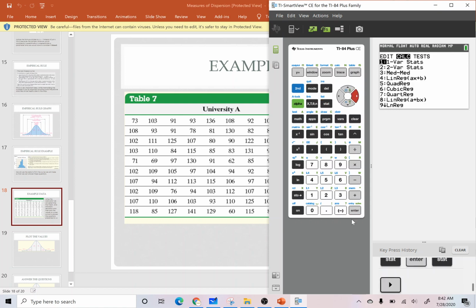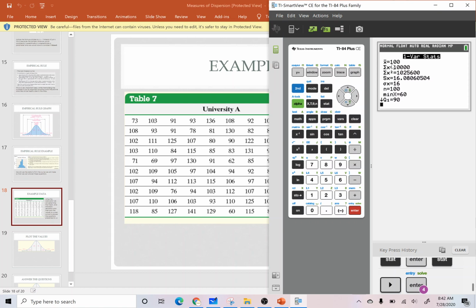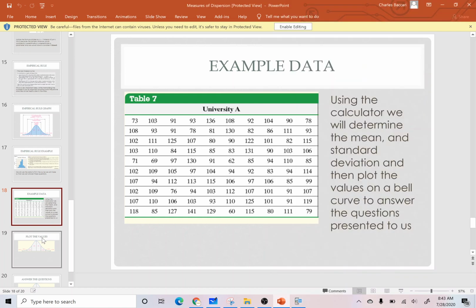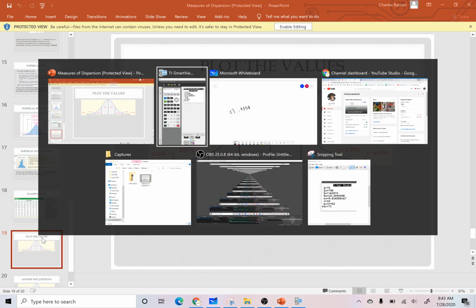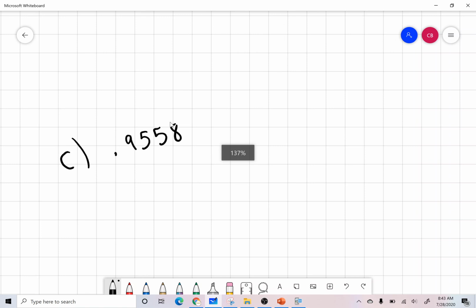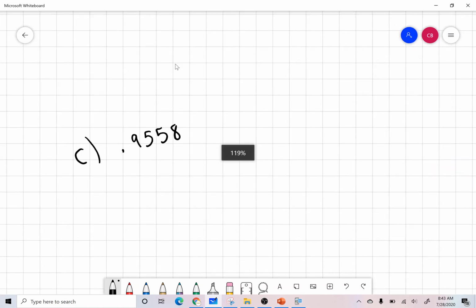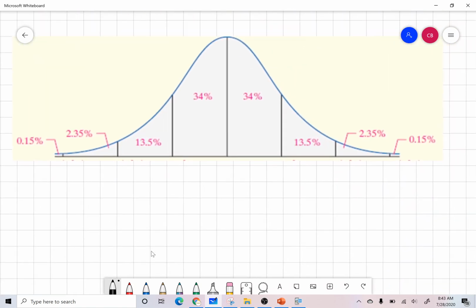So let's go and look at the one bar stats. We get the mean is 100, the standard deviation is 16. And so that's good for us. Next thing we need to do is we want to plot this on this graph. So I'm going to go ahead and plot this. Oops. That's important for later.